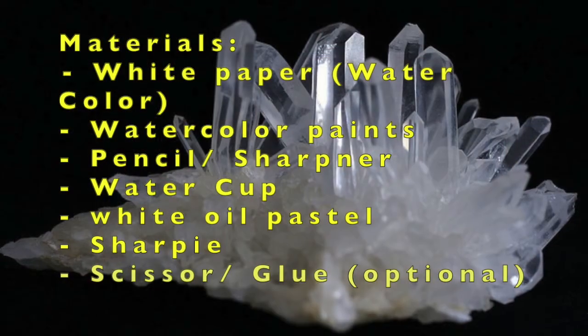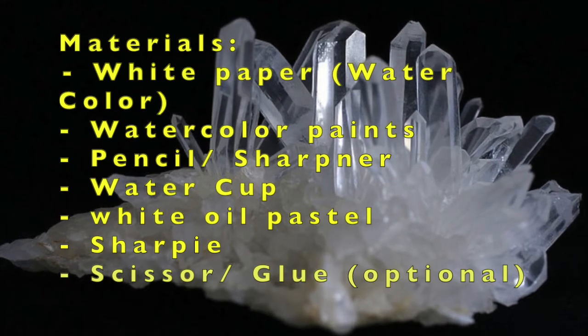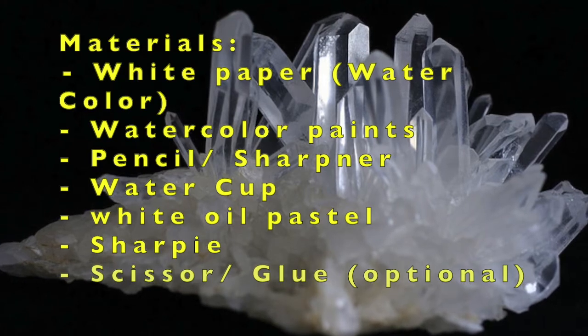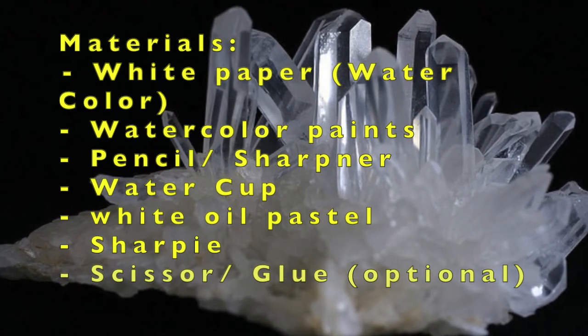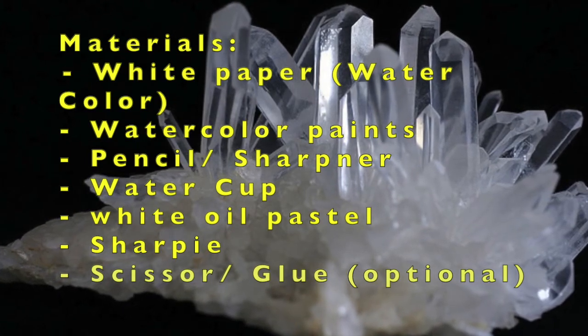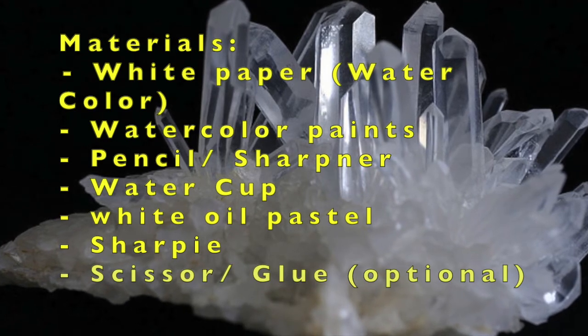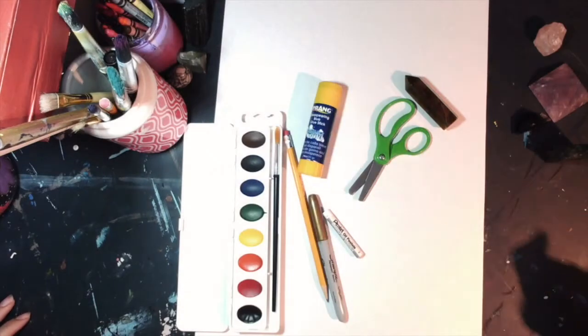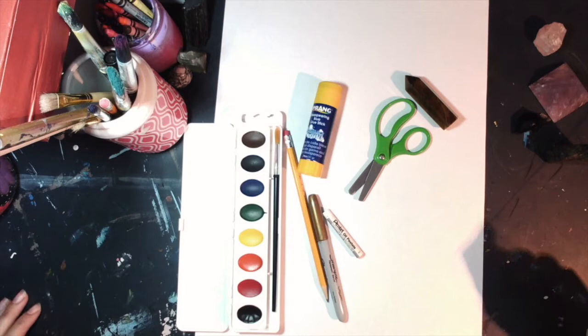The materials for this lesson are white paper. I recommend watercolor paper, watercolor paints, a pencil, sharpener, water cup, white oil pastel, Sharpie, and scissors and glue as an option. Here is an image of some of the materials I will be using right now for this part of the lesson.